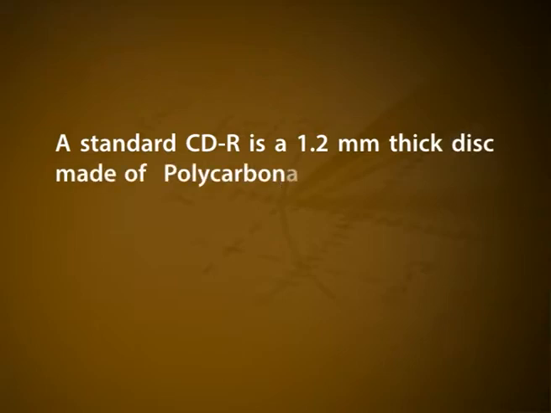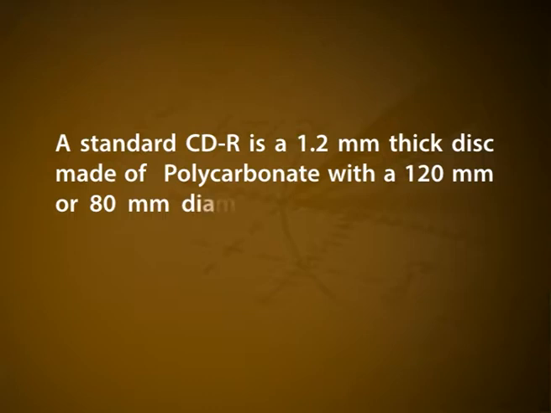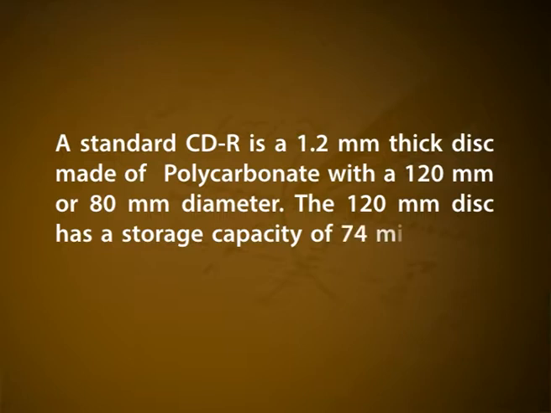WORM, that is CDR. Compact disc recordable is a type of write once read many compact disc format that allows one-time recording on a disc. CDR retains a high level of compatibility with standard CD readers. A standard CDR is a 1.2 mm thick disc made of polycarbonate with a 120 mm or 80 mm diameter. The 120 mm disc has a storage capacity of 74 minutes of audio or 650 MiB of data. Most CDs on the market have an 80-minute capacity.